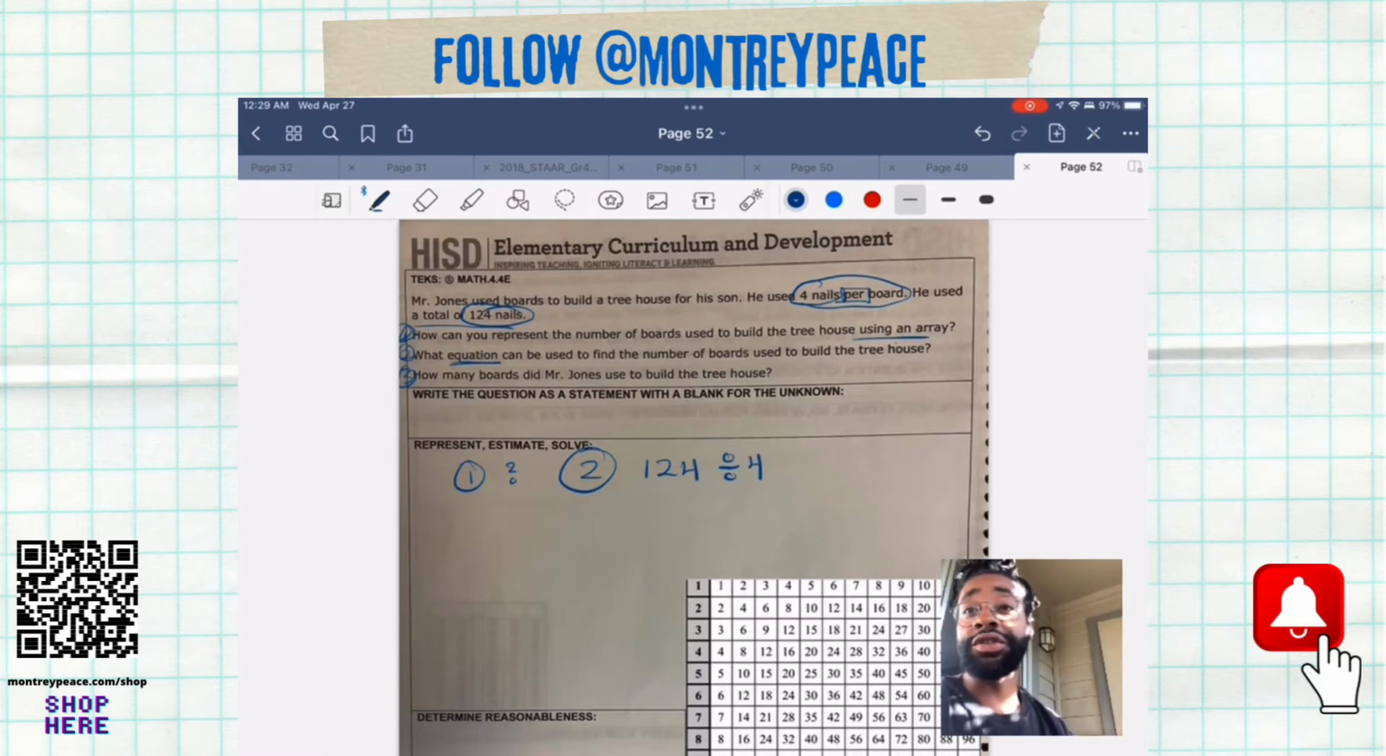That equation is 124 because that's the total nails. And then they want to know how many are used to build this treehouse, how many boards anyway. There's 4 nails on each board, and then we used 124 nails. So we have to divide that 124 nails up by 4 because we're grouping them by 4 because we're putting 4 on each board. So we're going to look at our 4s on the multiplication chart.